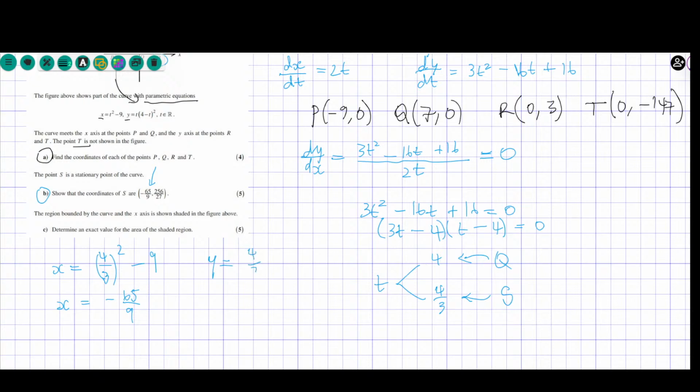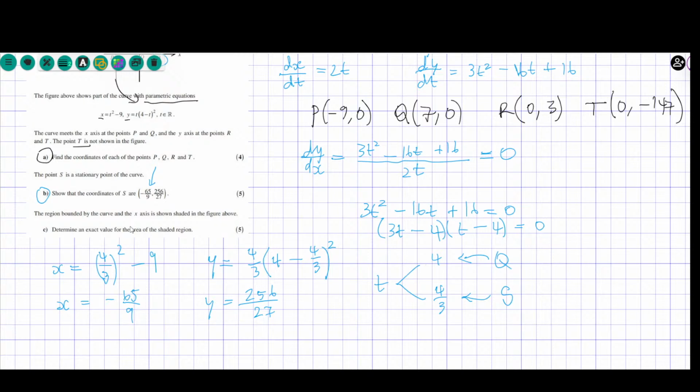Not the best thing to work out, but as Maths Explained was saying, I'm in total agreement. Why bother not using your calculator, right? That is actually a bother. 4 take away 4/3, blah, blah, blah, yada, yada. It does become 256 over 27. How do I know? I did check earlier, but there you go. So we've sort of proved that the coordinates are there.